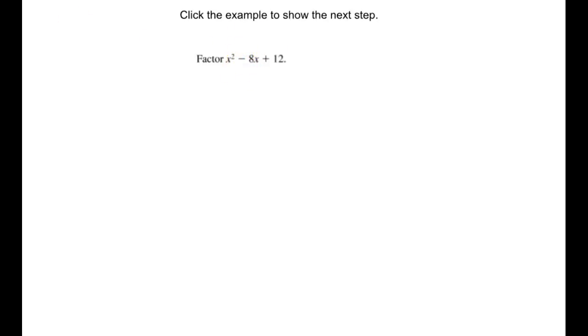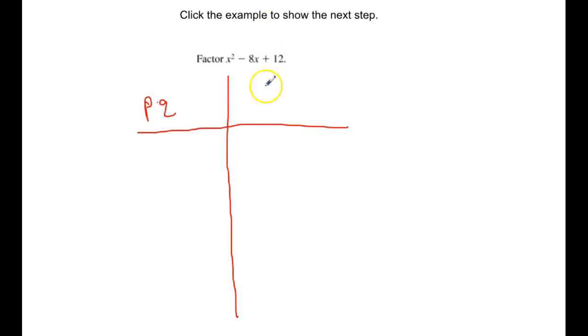So here I see I have a negative sign. We're going to do the same thing. So I want to find p times q. Again, I find all of my factor pairs of 12. Well, I know that 1 times 12. I also know that a negative 1 times a negative 12 will still give me a positive 12, right? Because a negative times a negative is a positive.